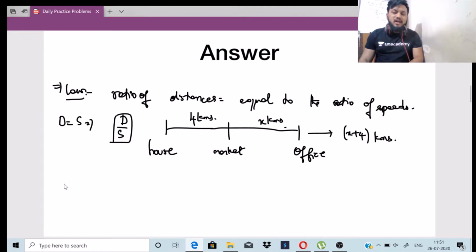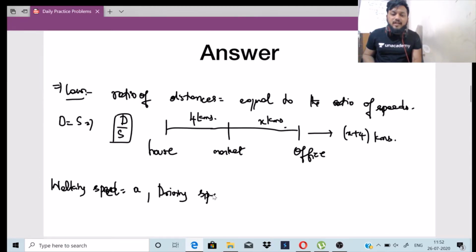तो मैंने क्या बोला था? The time is more, मतलब speed less होगा. If the speed is more, time less होगा, right? So the walking speed, let us take it as A. Okay, then the driving speed is 5 times of it, so the driving speed will be 5A, right?